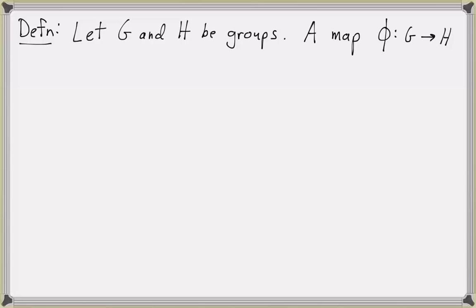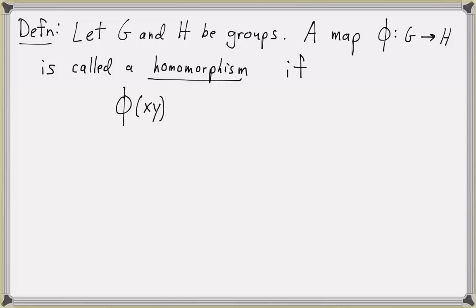Let G and H be groups, then a map or function, let's call it phi, that maps from G to H. So G is called the domain, H is called the codomain. This map is called a homomorphism if phi of x times y equals phi of x times phi of y for all elements x, y in the domain G.